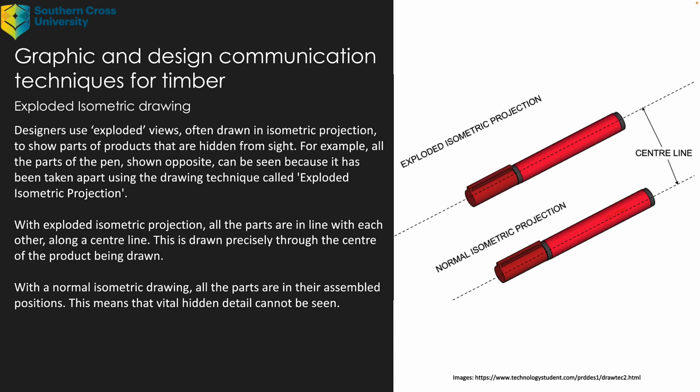For example, all the parts of the pen shown opposite can be seen because it has been taken apart using the drawing technique called exploded isometric projection. With exploded isometric projection, all the parts are in line with each other along a centre line. This is drawn precisely through the centre of the product being drawn. With a normal isometric drawing, all of the parts are in their assembled positions. This means that vital hidden detail cannot be seen.